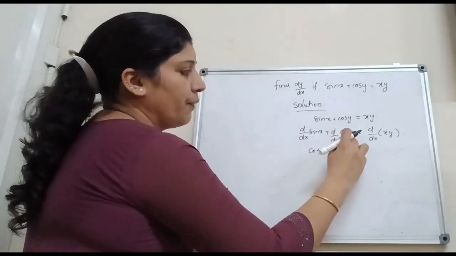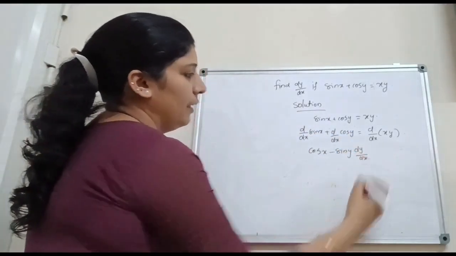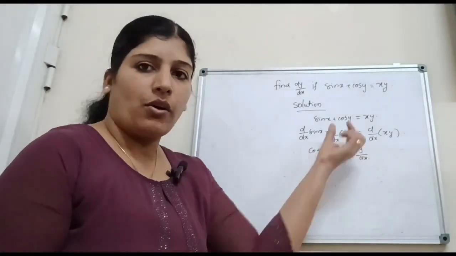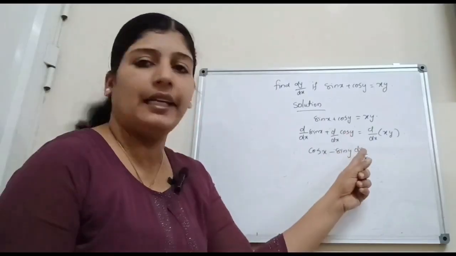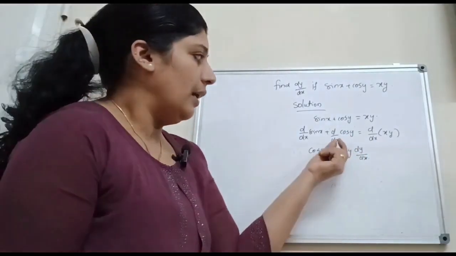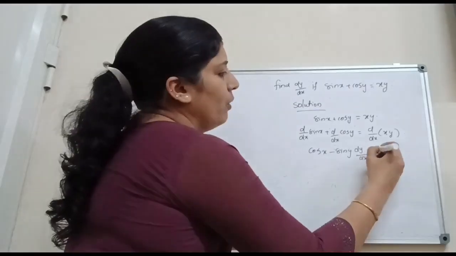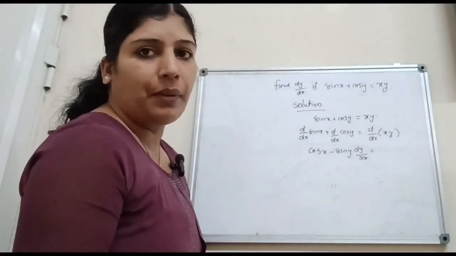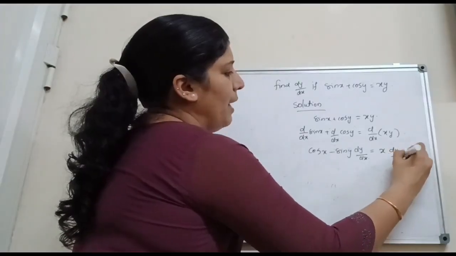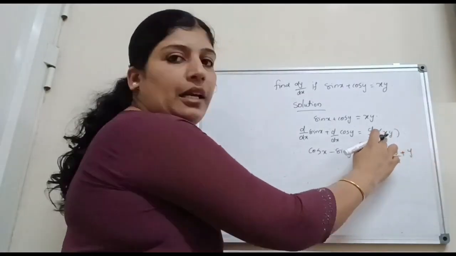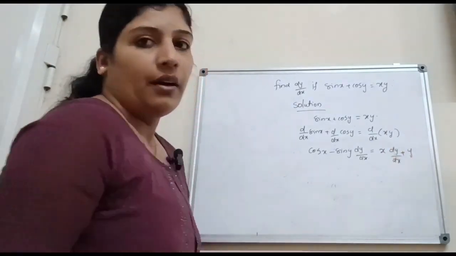Then d by dx of cos y, that is minus sin y into dy by dx. We have to consider first the derivative of cos y, that is minus sin y, then again dy by dx. With respect to x, we have to differentiate y, that is dy by dx equal to. Now here d by dx of xy, we have to apply the product rule, that is first x into dy by dx plus y into d by dx of x, that is 1. It is of the form x into dy by dx plus y.